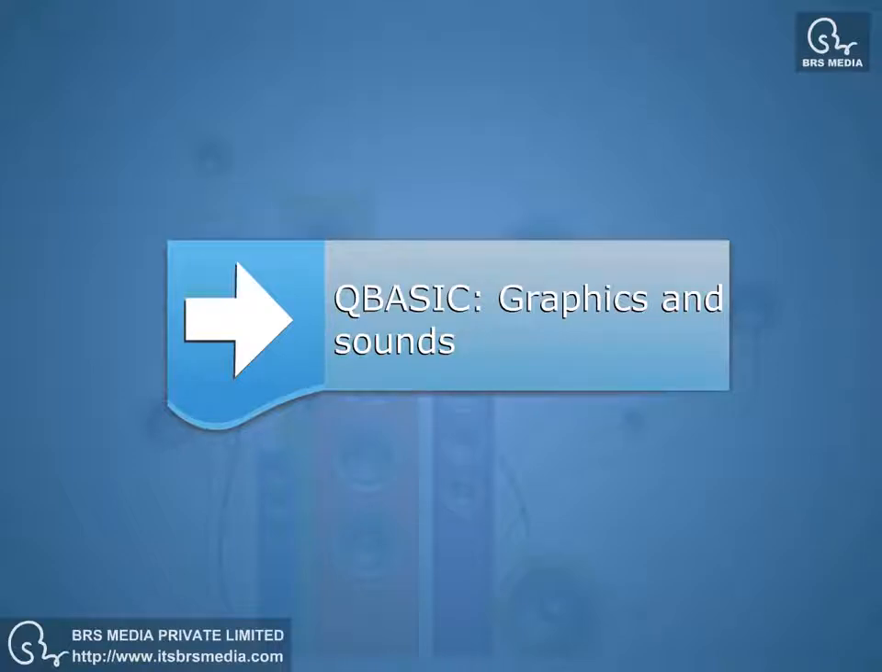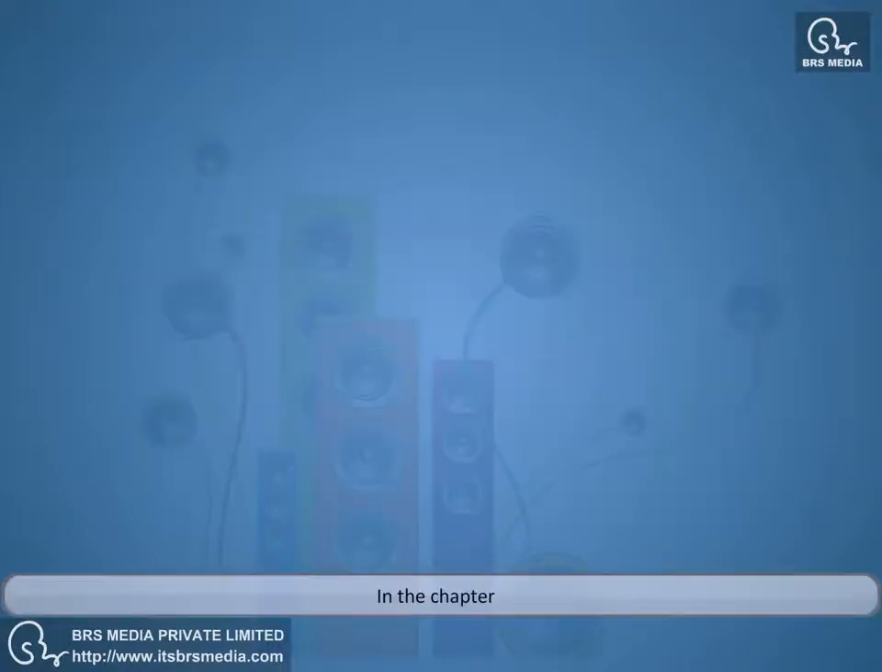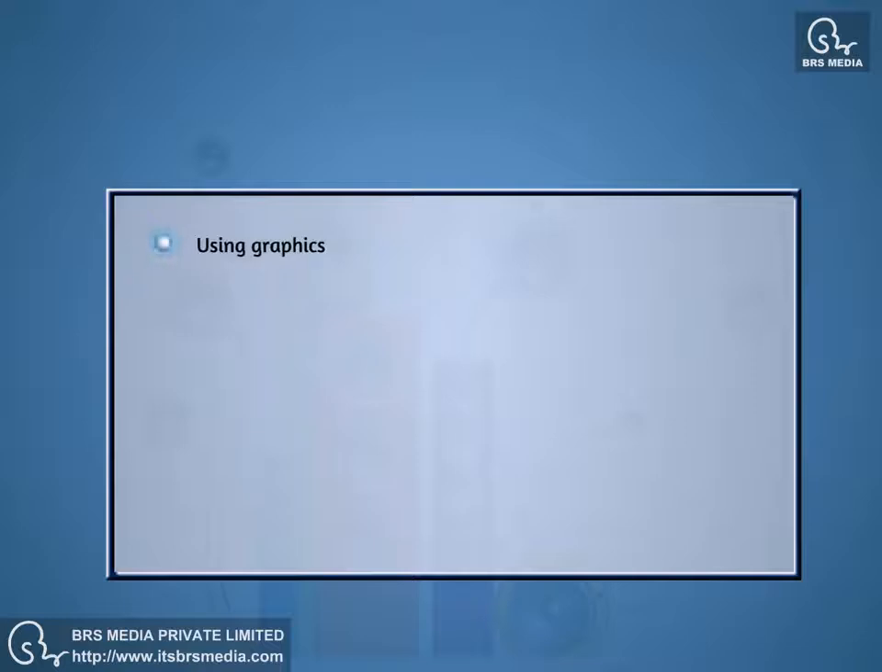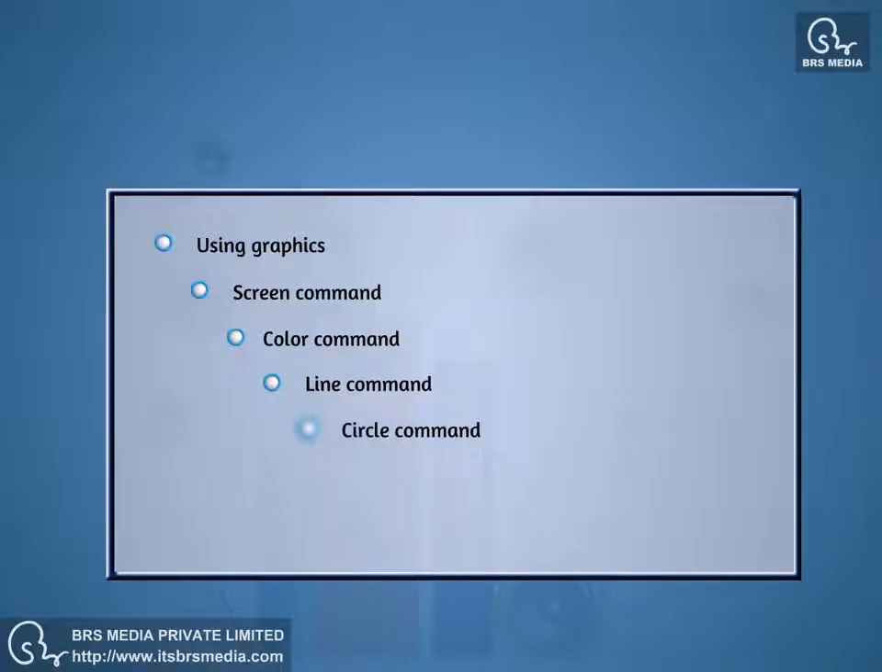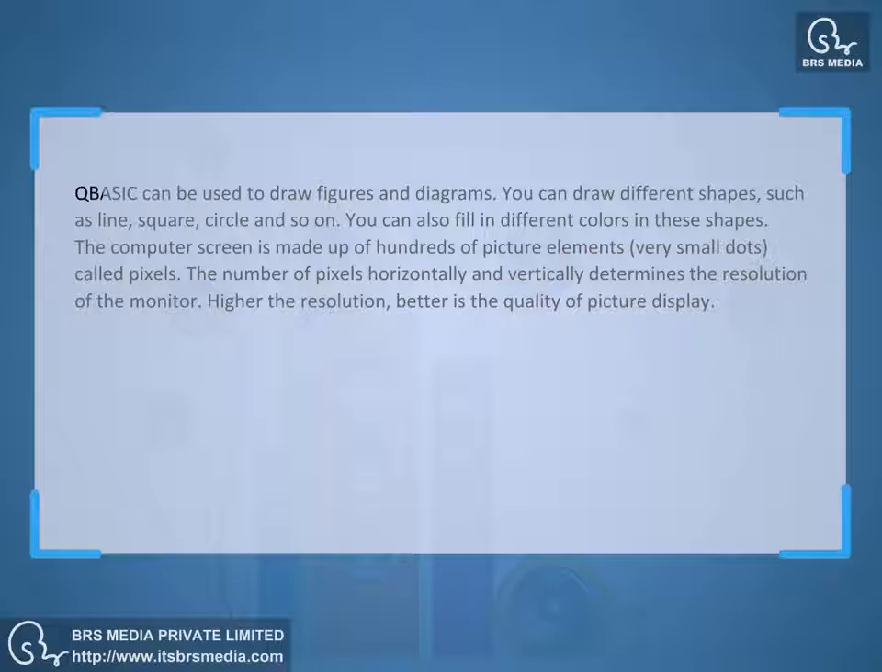QBasic, Graphics and Sounds. In the chapter Using Graphics, Screen Command, Color Command, Line Command, Circle Command, Using Sounds. QBasic can be used to draw figures and diagrams. You can draw different shapes such as line, square, circle, and so on. You can also fill in different colors in these shapes.